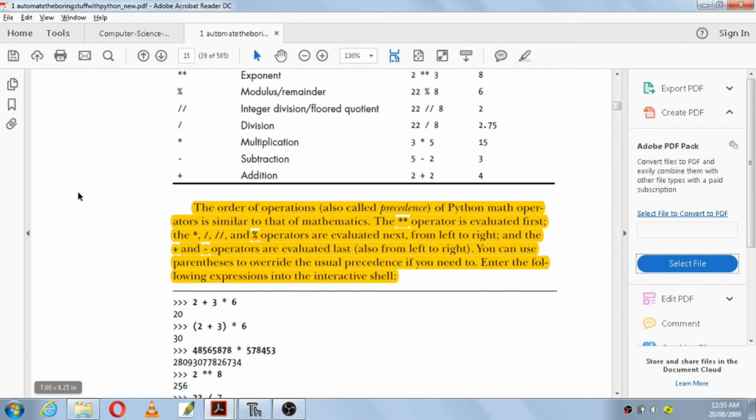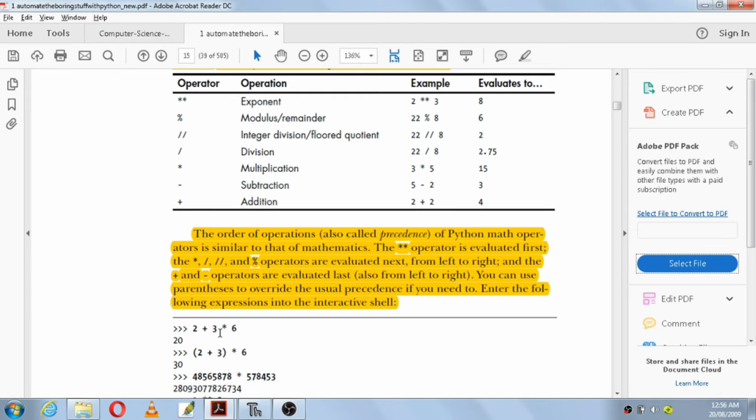Then the next precedence is given to plus and minus, and if you are using plus and minus in the same expression, then you have to evaluate it from left to right. Here they have given it: the plus and minus operators are evaluated last, also from left to right. You can use parentheses to override the usual precedence if you need to. If you want an expression with the lowest precedence to be evaluated first, then you have to use parentheses, because parentheses have more precedence than these operators.